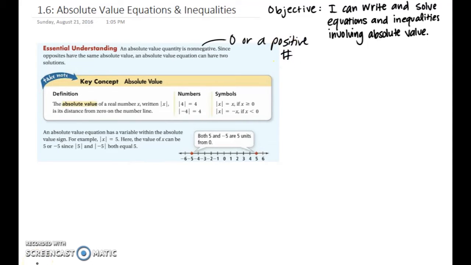Since opposite numbers have the same absolute value, an absolute value equation can have two solutions, such as the one that we see in this take note box. You can see the absolute value of 4 is equal to 4 and the absolute value of negative 4 is equal to 4. So when you're solving an absolute value equation or inequality, you can get two solutions. And remember, the definition of absolute value is the distance from 0 on the number line. So you can see on this number line below that we have the absolute value of 5 and the absolute value of negative 5. Both of those points on the number line are 5 units away from 0.